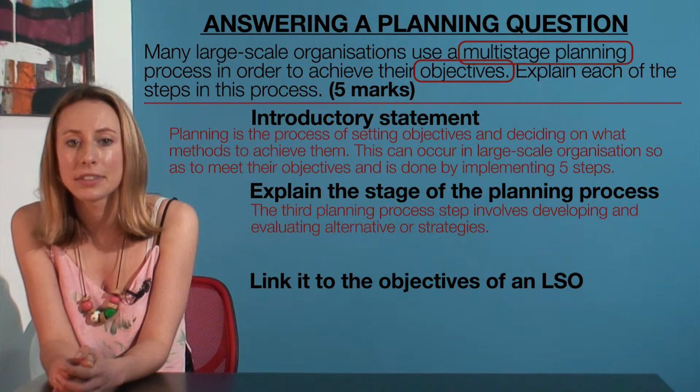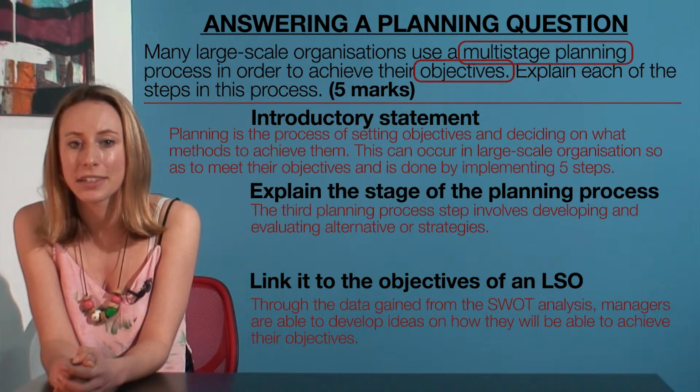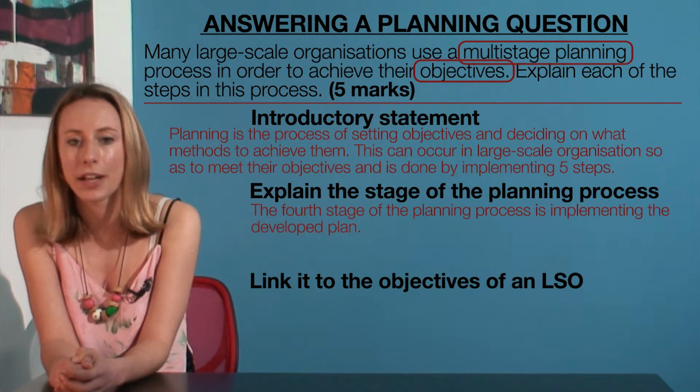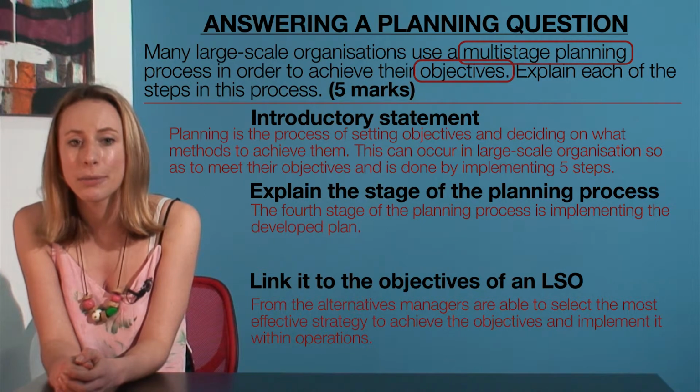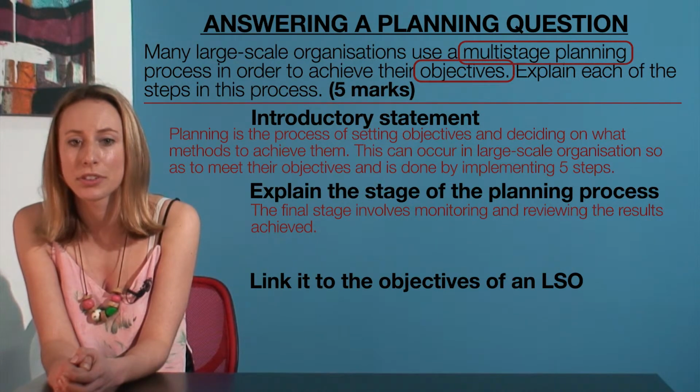The third planning process step involves developing and evaluating alternative strategies. Through the data gained from the SWOT analysis, managers are able to develop ideas on how they will be able to achieve their objectives. The fourth stage of the planning process is implementing the developed plan. From the alternatives, managers are able to select the most effective strategy to achieve the objectives and implement it within operations. The final stage involves monitoring and reviewing the results achieved.